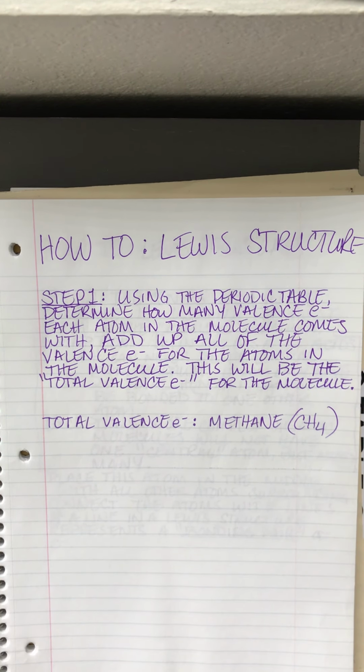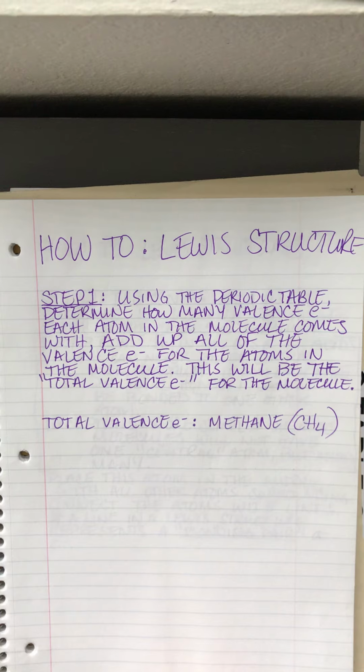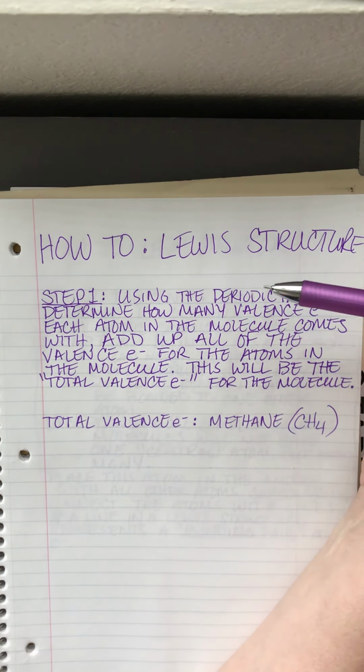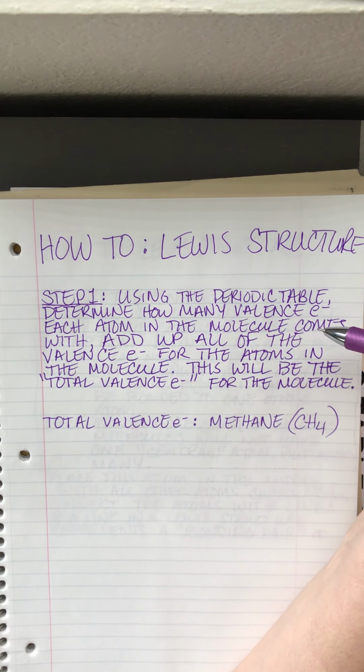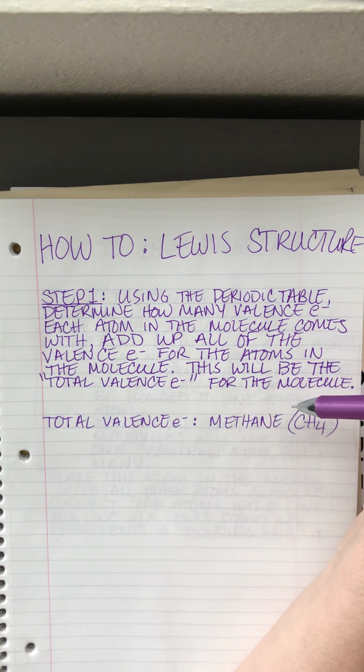Alright guys, so in this video I'm going to talk about how to draw a Lewis structure. I'm going to start with the first step. Using the periodic table, determine how many valence electrons each atom in the molecule comes with. Add up all of the valence electrons for the atoms in the molecule. This will be the total valence electrons for the molecule.